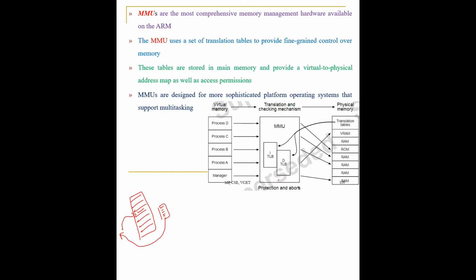So basically, in order to protect the memory, I can use these: one is non-protected, one is the memory protection unit, and the other is the memory management unit. The memory management unit is one of the most comprehensive and most complicated methods of protecting the memory from the invasion of rogue applications.